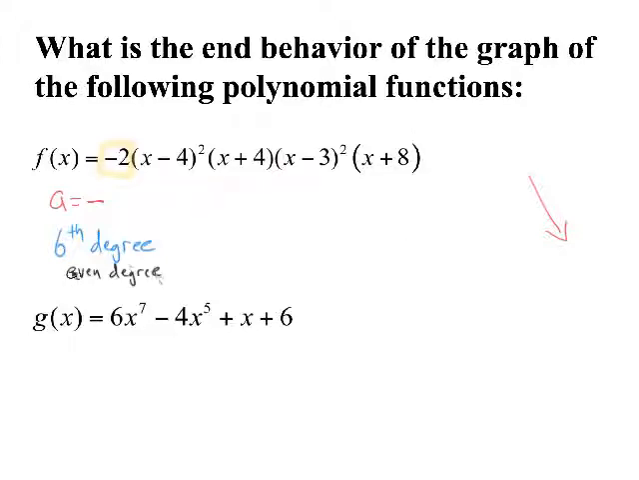And that deals with its even degree. If it's an even degree, it's going to go the same direction as the right side. So since the right side is going down, so will the left. Now, if this was an odd degree, like 5 or 7, it would be going the opposite direction. So evens go the same direction as the right side, but odds go the opposite direction.